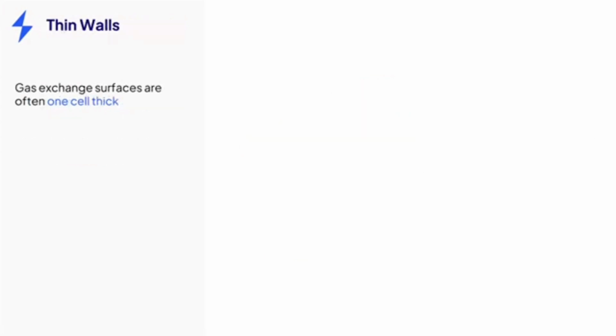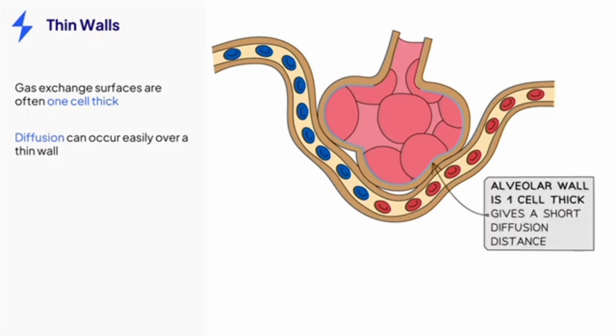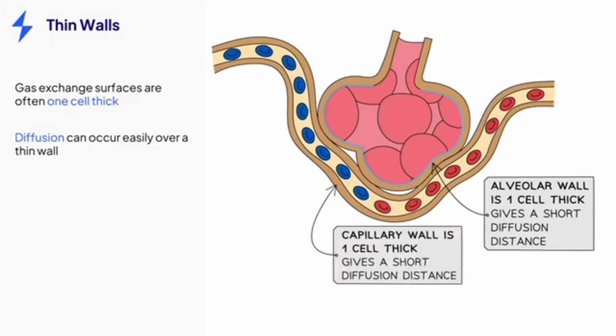Most gas exchange surfaces have walls that are only 1 cell thick, so there is a really short distance for gases to diffuse over. The alveoli within the lungs are adapted for this feature. The walls are only 1 cell thick, so it is really easy for oxygen and carbon dioxide to exchange here. The same goes for the capillaries that surround the alveoli. Their walls are only 1 cell thick, again creating a really short pathway for the diffusion of carbon dioxide and oxygen.